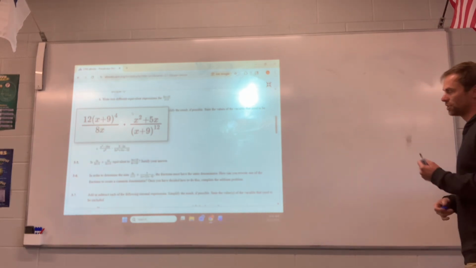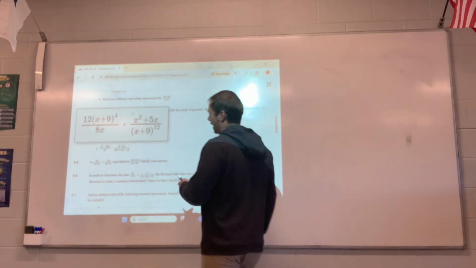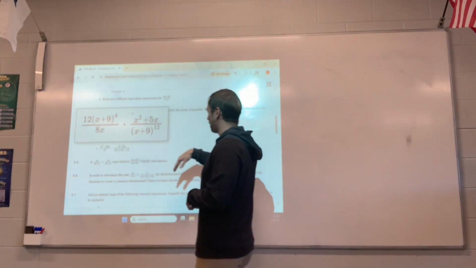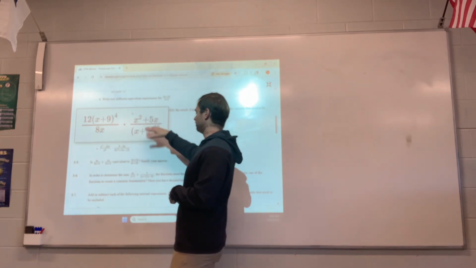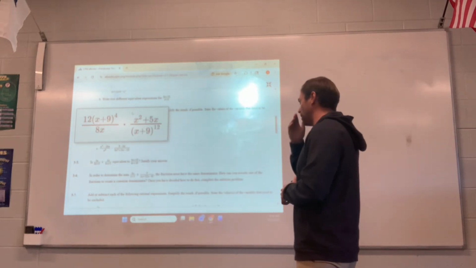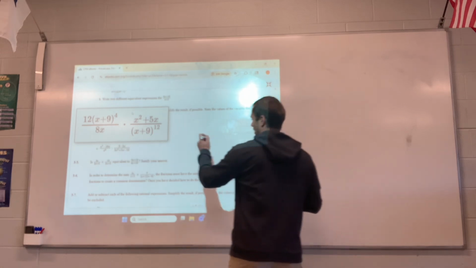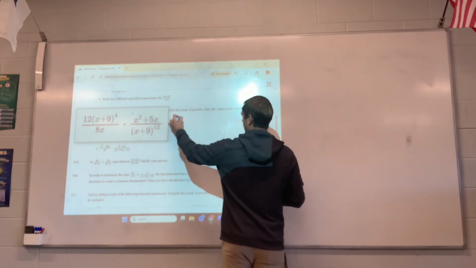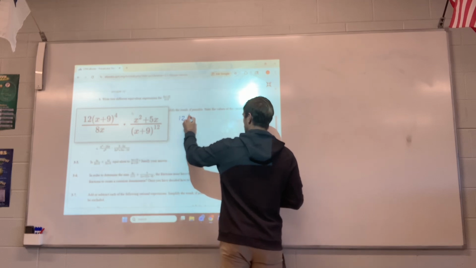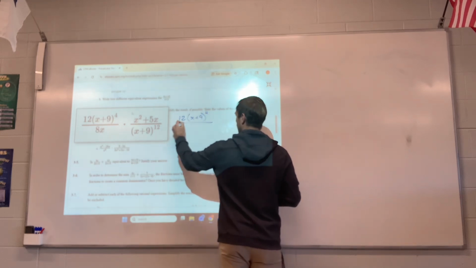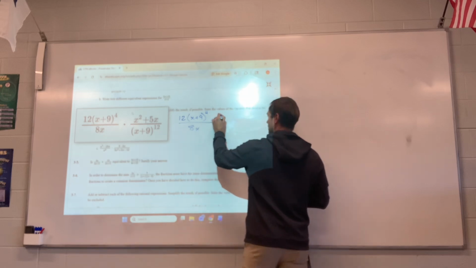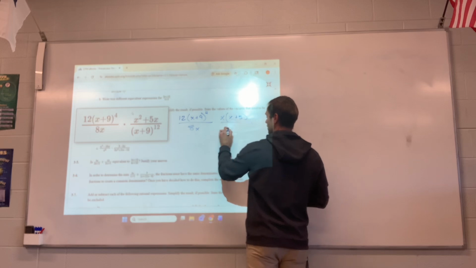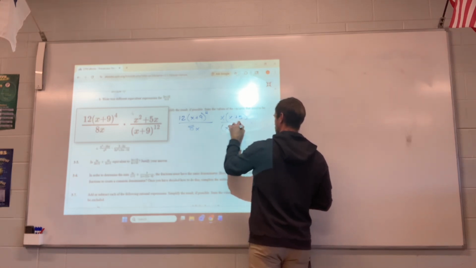The first thing we need to do is factor anything that we can factor. This is already factored for us. The only thing we can factor here is the numerator of the right fraction. If we factor this, we can factor out an x. So this will look like 12(x+9)^4 over 8x, and factoring out an x, I'm left with (x+5) over (x+9)^12.